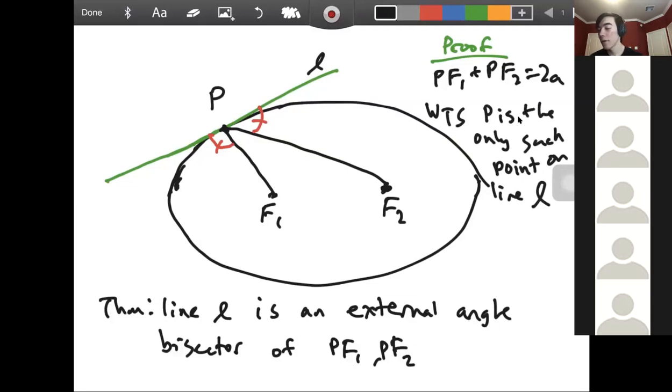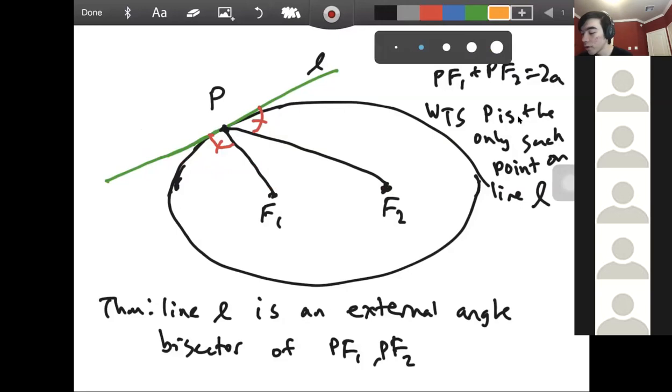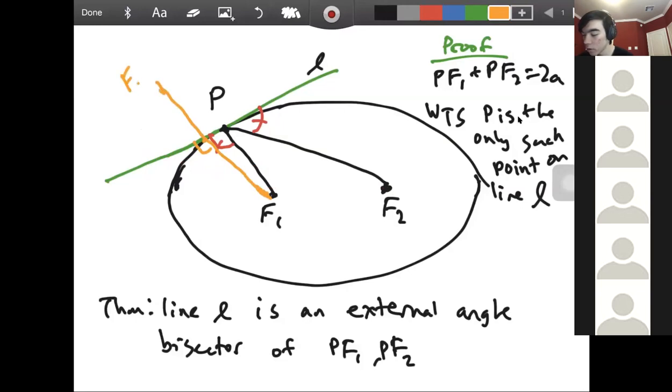So how are you going to do that? Well, it seems pretty troublesome to just pick another point on this line and calculate QF1 plus QF2. You can do that with coordinate algebra, but it's kind of annoying. So instead, we're going to do this cool thing where I drop an altitude and reflect this point F1. So this is F1 star.